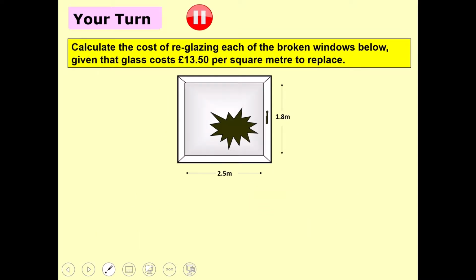So if you could pause the video here and try this one. Calculate the cost of reglazing each of the broken windows, given that glass costs £13.50 per square metre. We're just calculating the cost of this one window that's been broken, and the glass costs £13.50 per square metre to replace. Can you please calculate the cost?